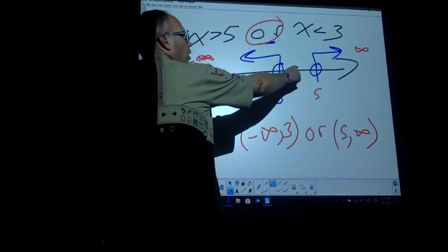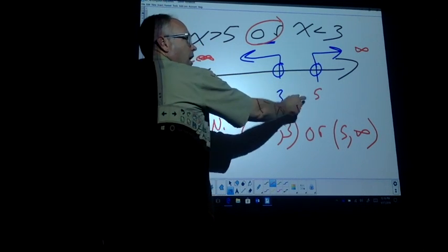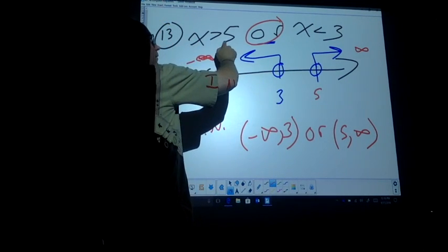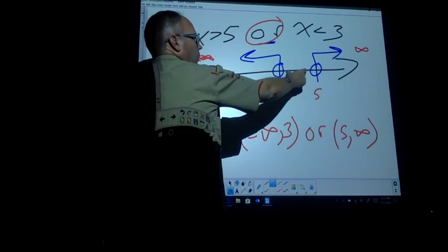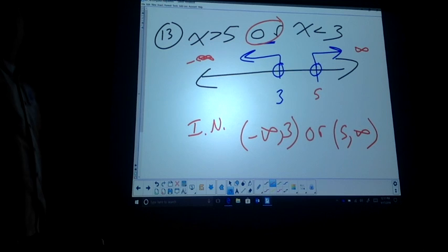Now, if I pick, say, 4, because 4 is between 3 and 5, right? If I pick 4, 4 is greater than 5. That's false. 4 is less than 3. That's false. So in between here, we have a false region. Things don't work.